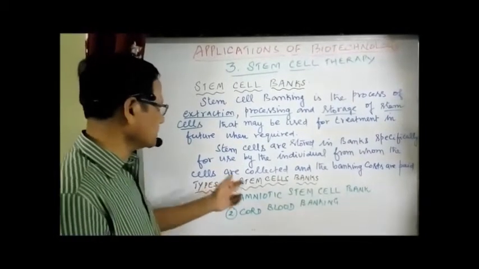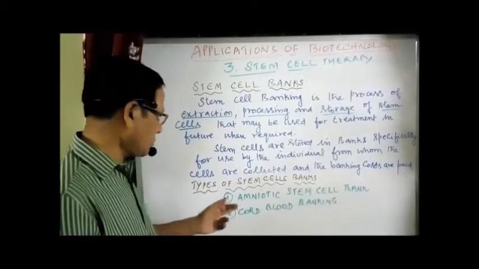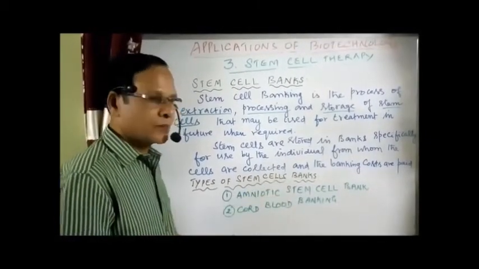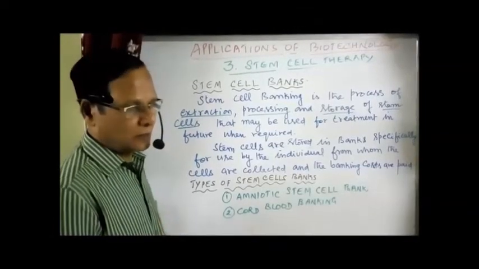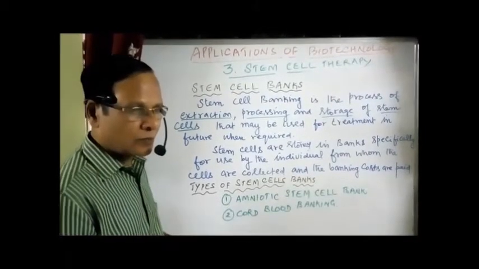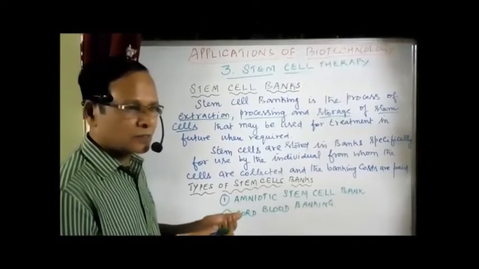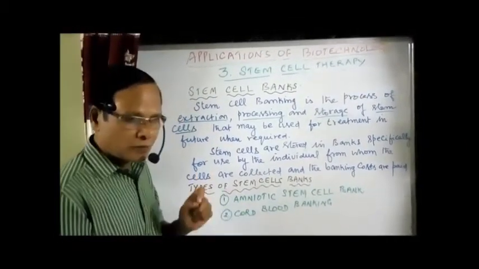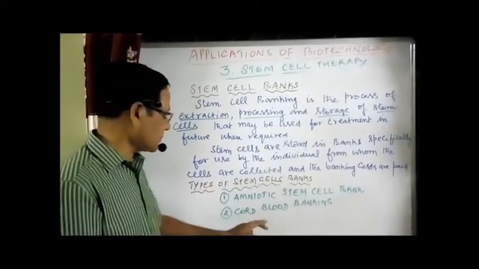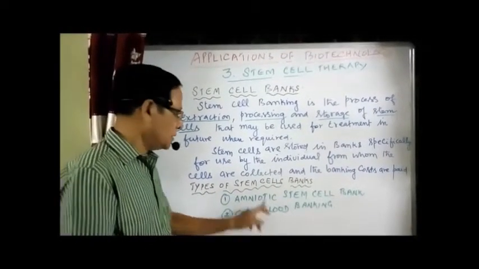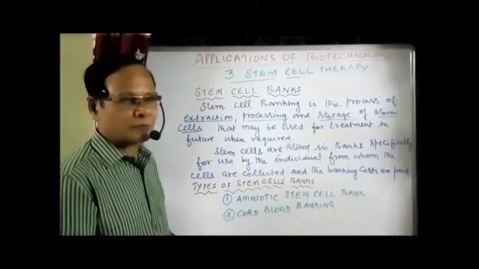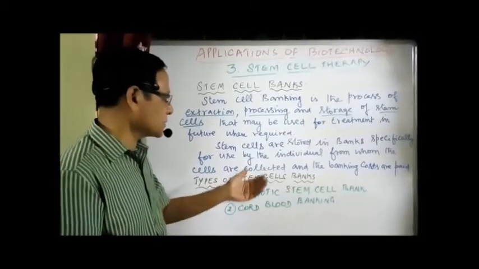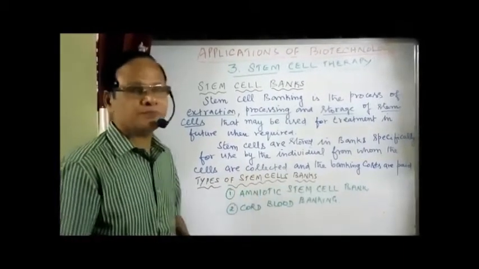What are the types of stem cell banks? Number one, amniotic stem cell bank, and number two, cord blood banking. Here the cord refers to the umbilical cord, where we collect the umbilical cord stem cells, or the cells from the blood vessels. That's why it's called cord blood banking. The source is either the umbilical cord or the blood supplying the umbilical cord. Now we'll discuss a few words about these two: the amniotic stem cell bank and cord blood banking.